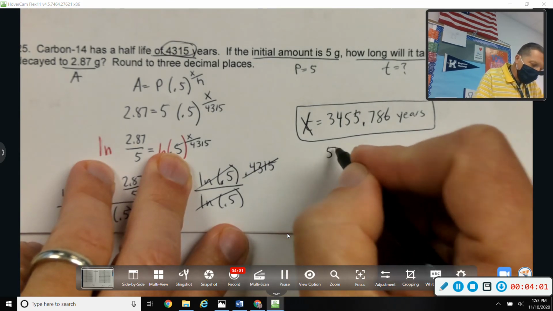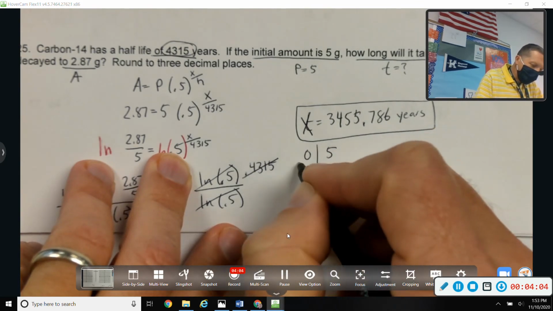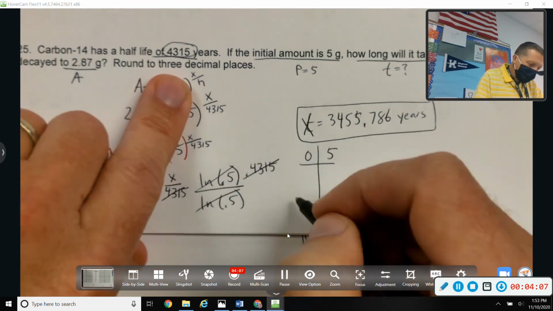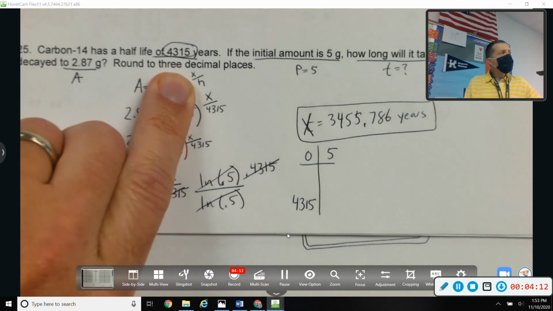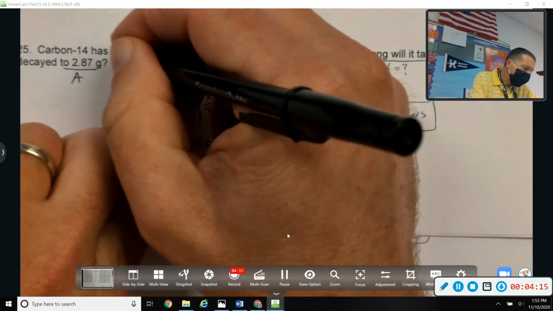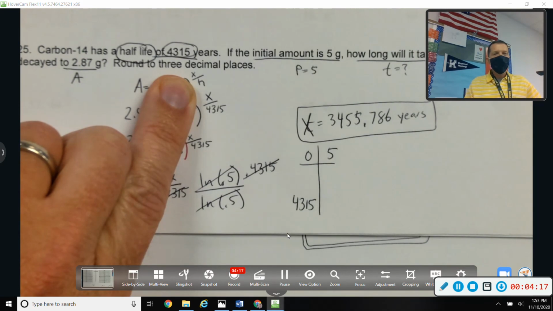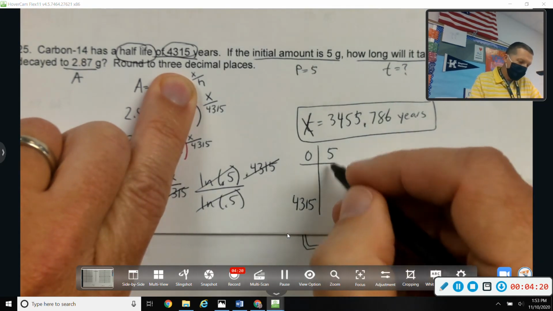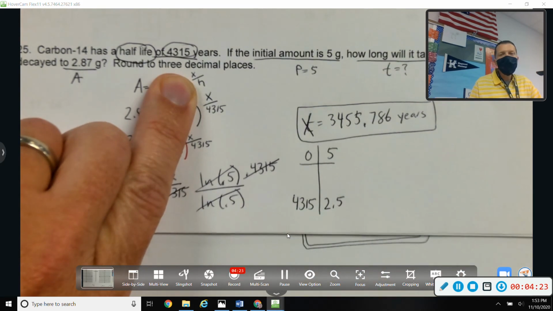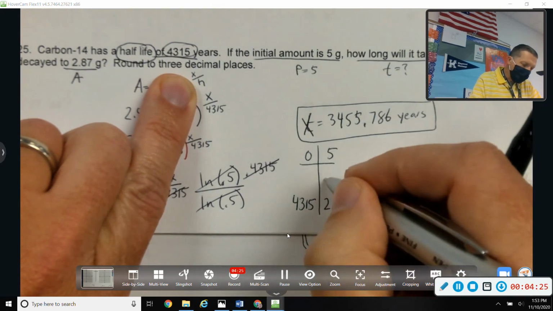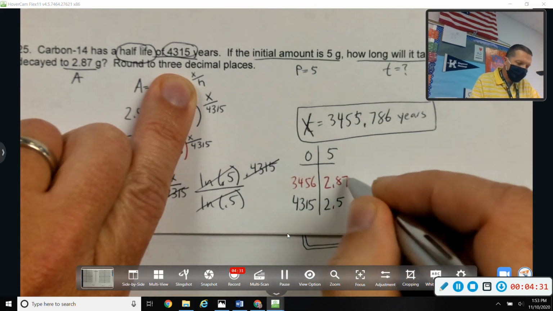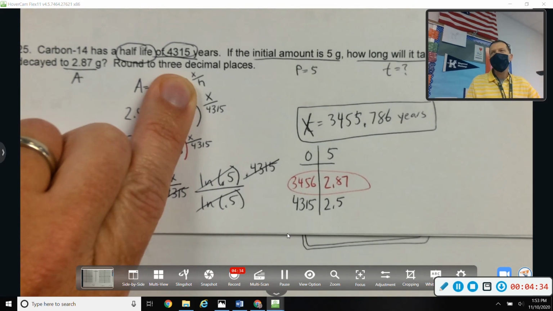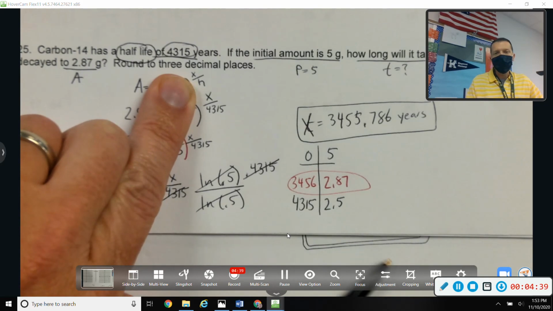We started with 5, or when time was 0, we had 5. After 4,315 years, how much would we have? What's it mean to be a half-life is the question here. So after 4,315 years, we should have half of that. And our question said, where were we at 2.87? So 3456 or so, that fits in there, so that seems to make sense. It's not a guaranteed check, but it fits the pattern of the problem. So that's a good thing to do with the word problems.